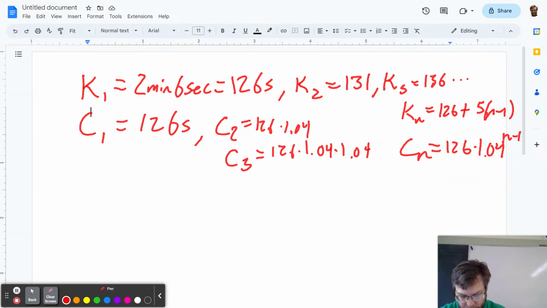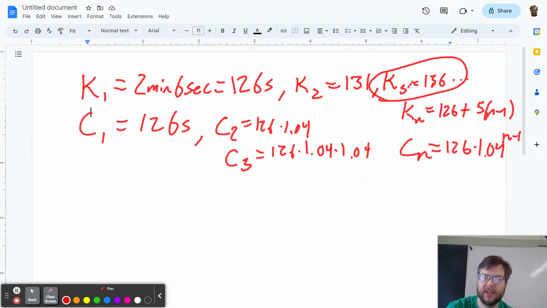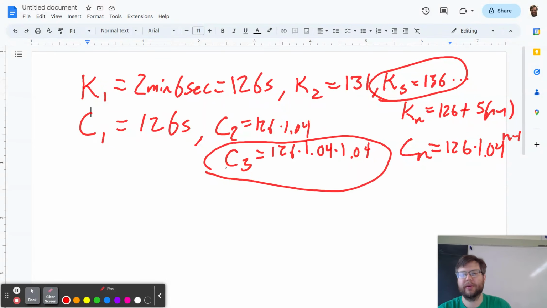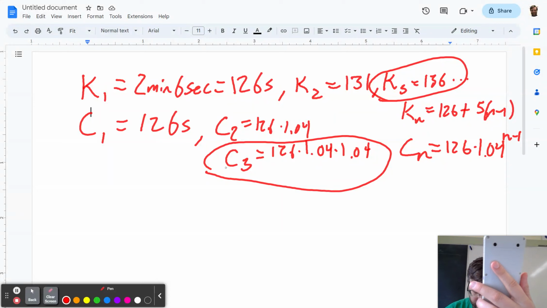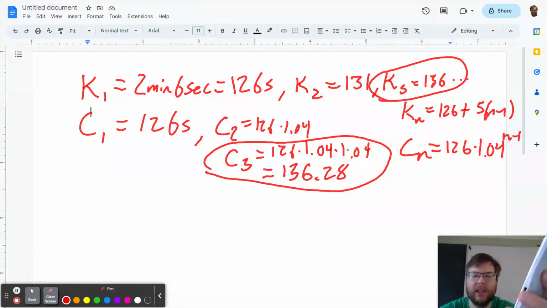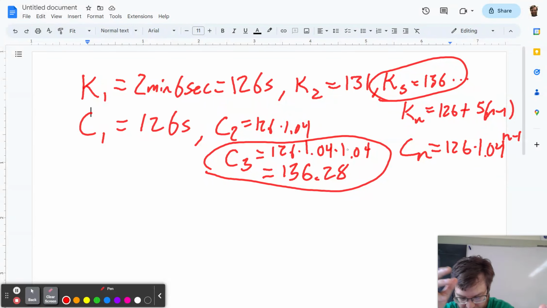All right, so it asks us to say how long Carolina swam the third length. Already did that. It asks us to calculate Carolina's time for the third length. So let's actually get a number there. 126 times 1.04 squared, or you can just write it out twice. I wrote it out twice. 136.28. Okay, so to the nearest second, they swam the same time, 136, which is 2 minutes and 16 seconds. But Carolina was a quarter second or so slower than Katerina.